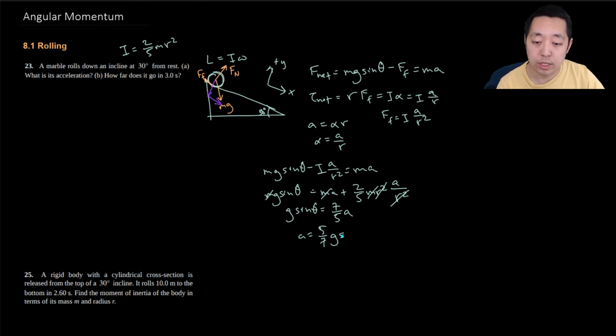5/7 g sine theta. And I actually know what theta is. Theta is 30 degrees, so it's 5/7 times 9.8 times sine of 30 degrees, which is 1/2.